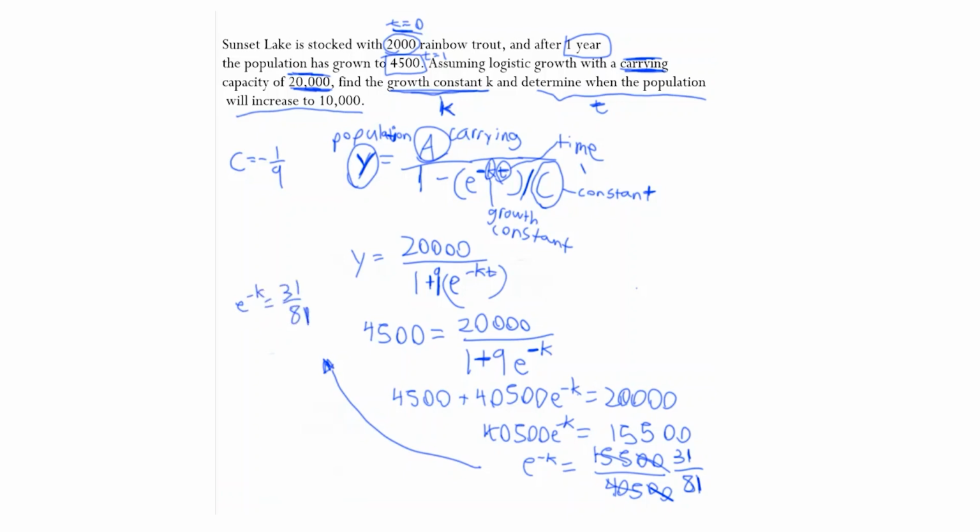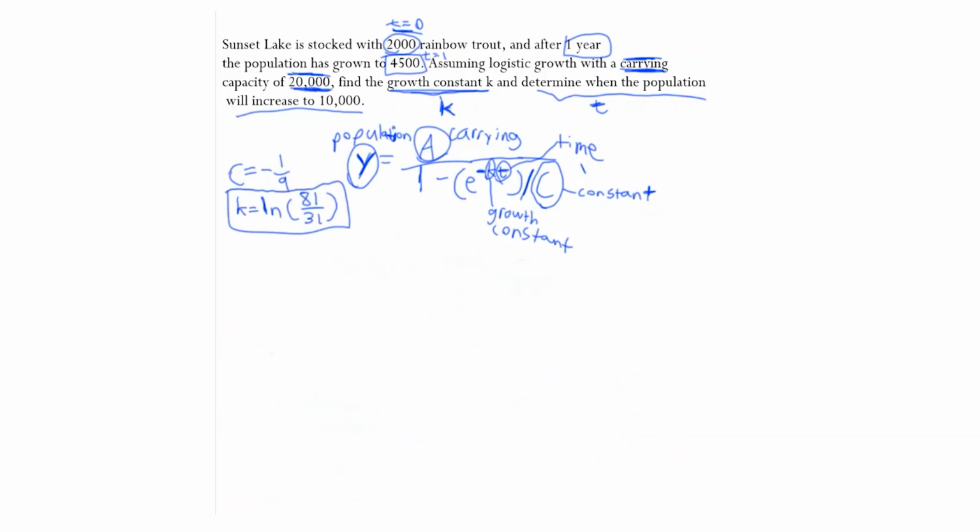And now we have to isolate k by itself. But this is negative k as an exponent. So we want to reciprocate everything first, so that way we can make that positive and flip it over like that. If we multiply both sides by natural log, we can get k by itself, because natural log of e is just 1. So k is equal to ln of 81 divided by 31. Okay, so that's another one of our answers.